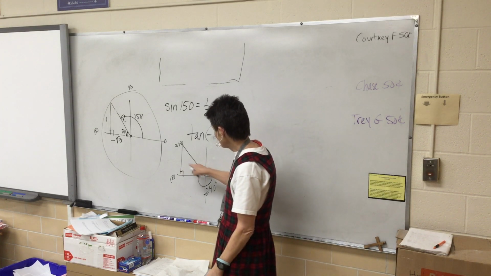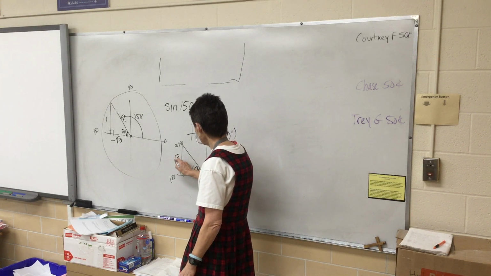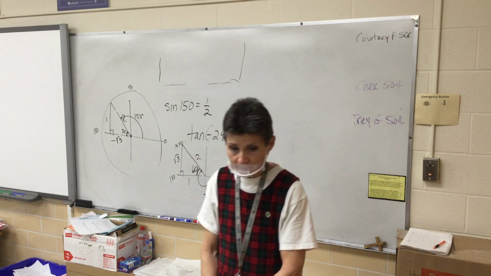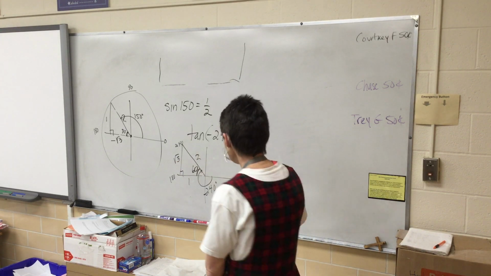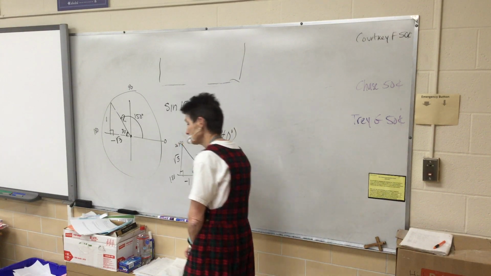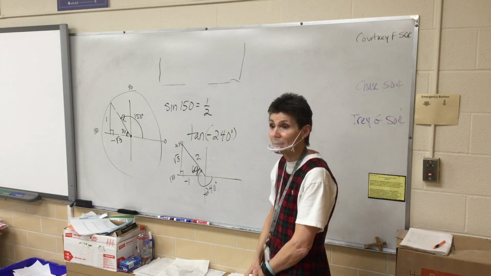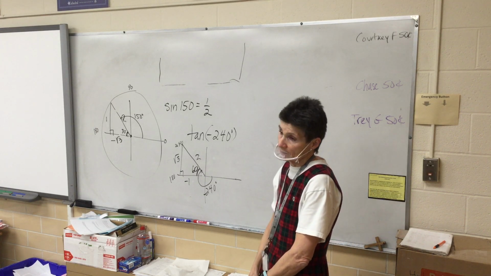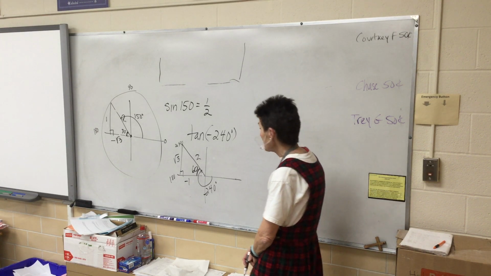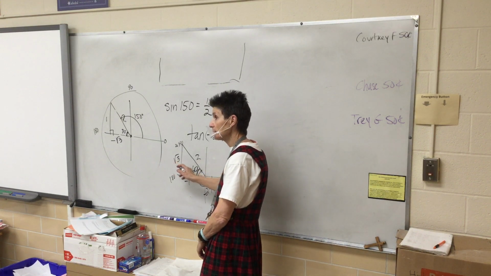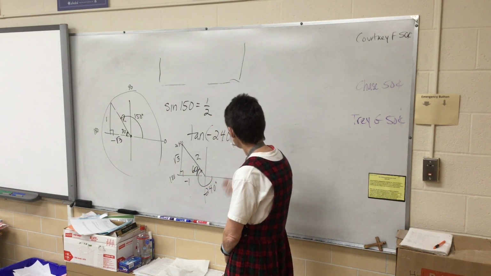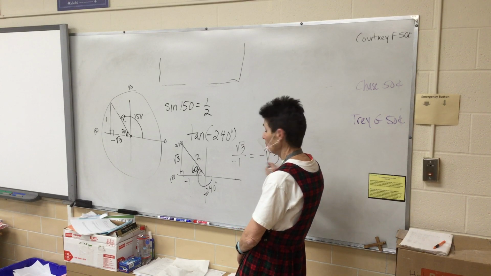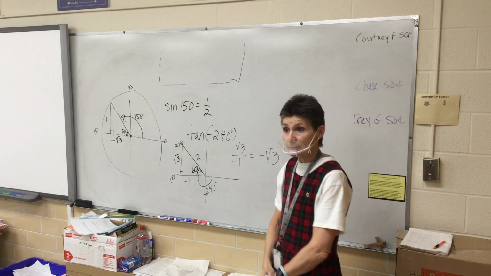So there's a little 30, 60, 90. This is root 3. This is 1. This is 2. What's negative? The 1 is negative. We're in the same quadrant we were a minute ago. I want the tangent. Tangent is opposite over adjacent. So that'll be root 3 over negative 1, or just plain old negative root 3.